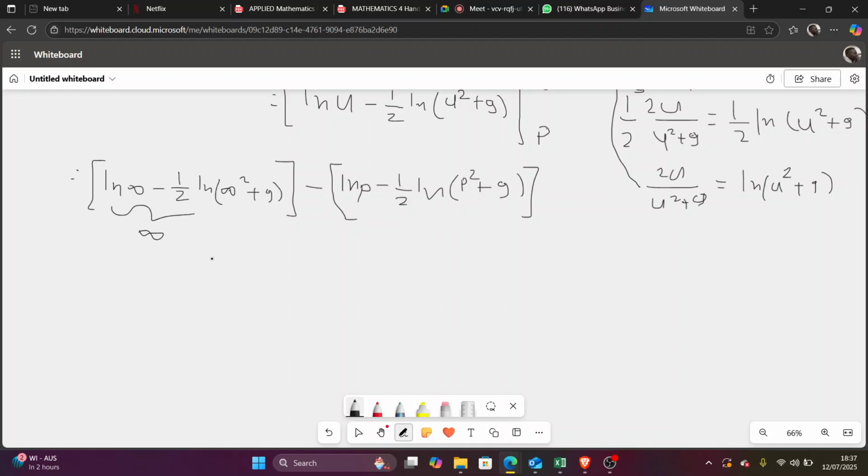So what we literally have here as the answer should be minus ln P minus half ln P square plus 9. Again, can I say we are done?